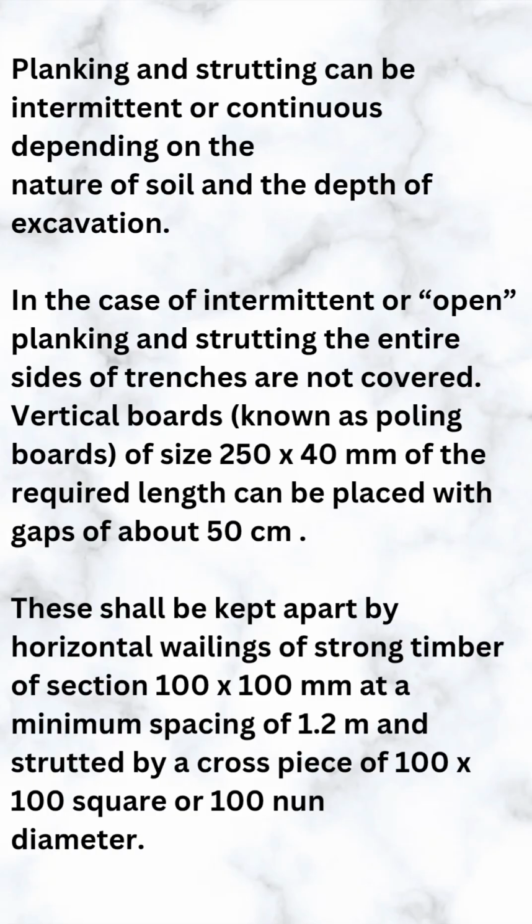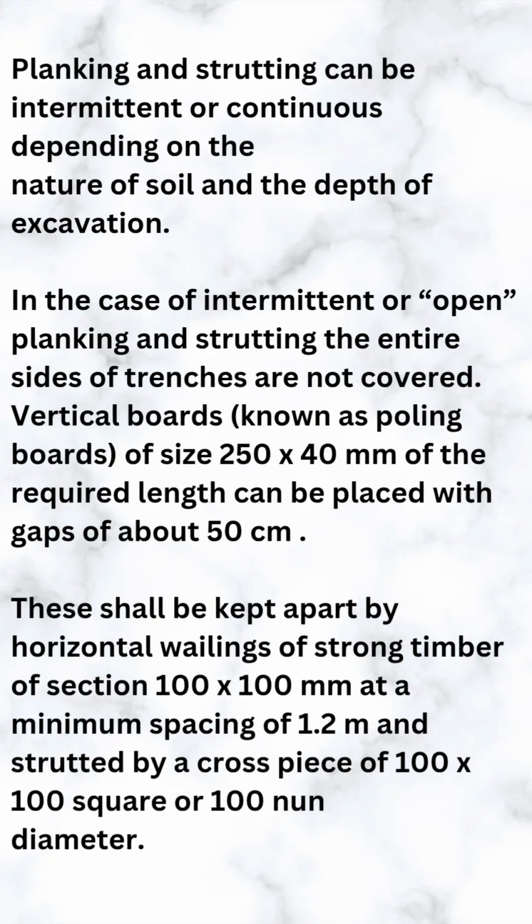In the case of intermittent or open planking and strutting, the entire sides of the trenches are not covered. Vertical boards, also known as poling boards, of size 250 by 40 mm and of the required length, can be placed with a gap of 50 centimeter. These shall be kept apart by horizontal walings of strong timber of section 100 by 100 mm at a minimum spacing of 1.2 meter, and then by cross pieces of 100 by 100 square or 100 mm diameter strutting that we need to place.